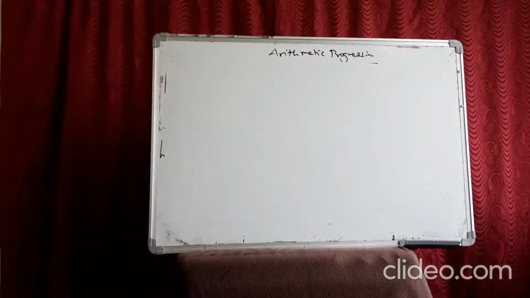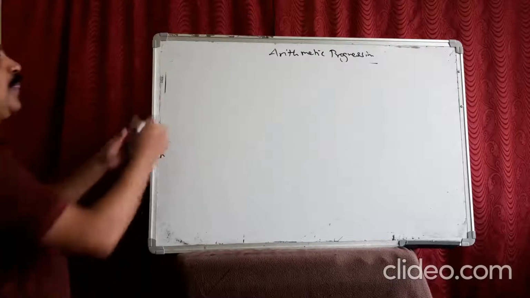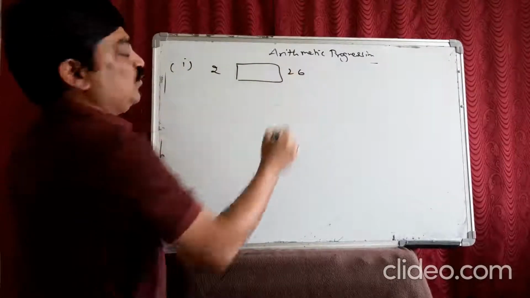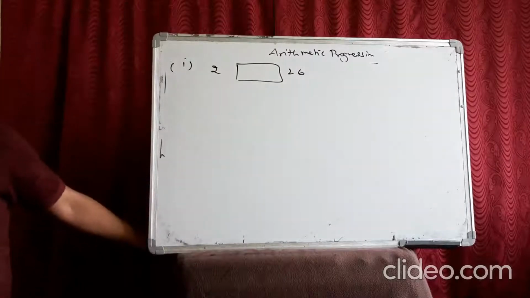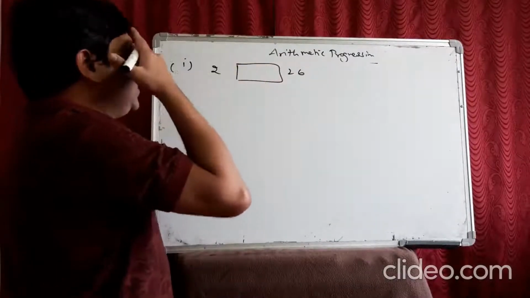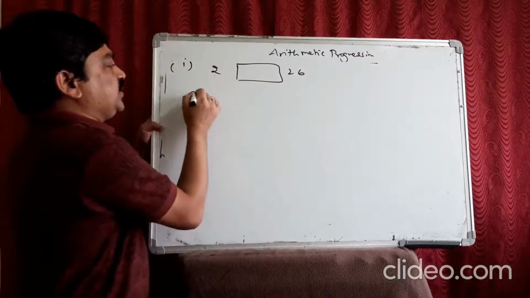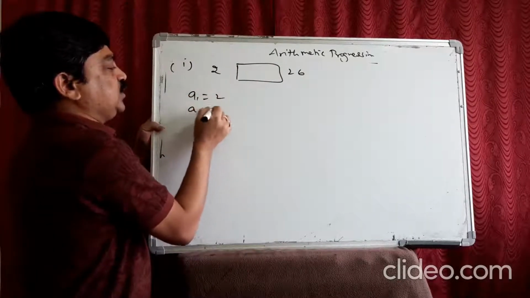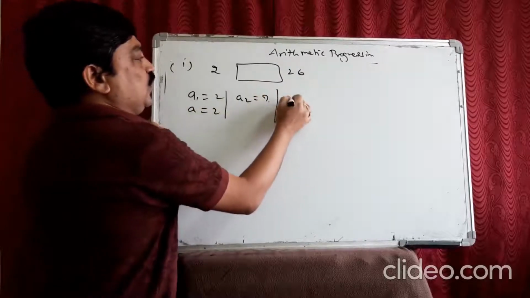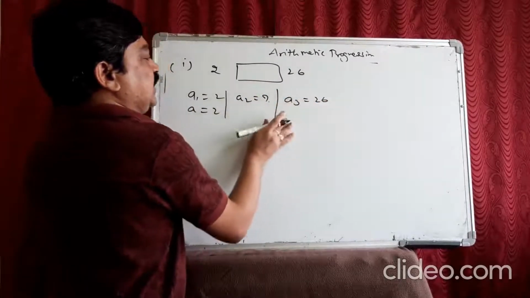Next question. Some boxes are given here. First one: 2, box, 26. This is the series. We have to find out the number in the space. So what will be the number in the space? Okay. See, first one, a1 is 2. That means a is 2. This is a2. We don't know a2. So a3 is 26. So how to do this?